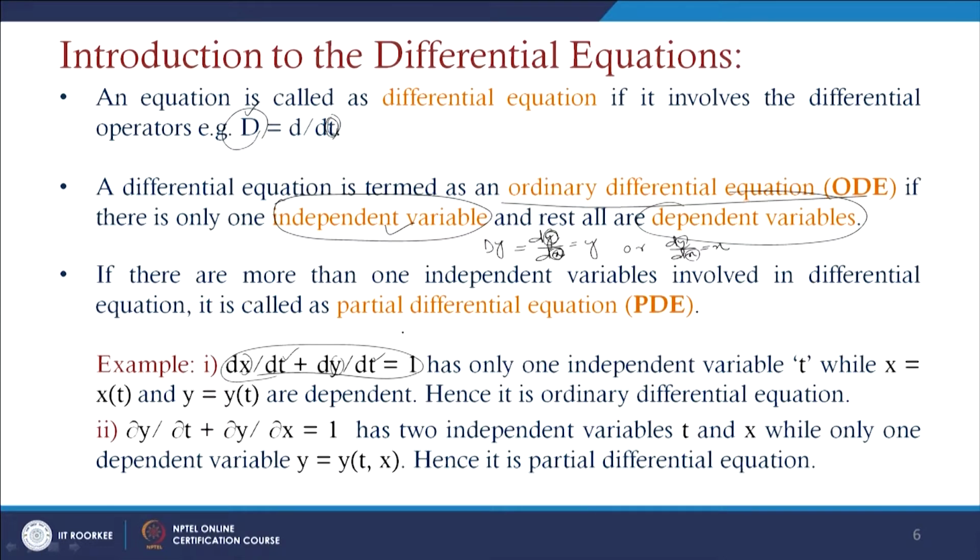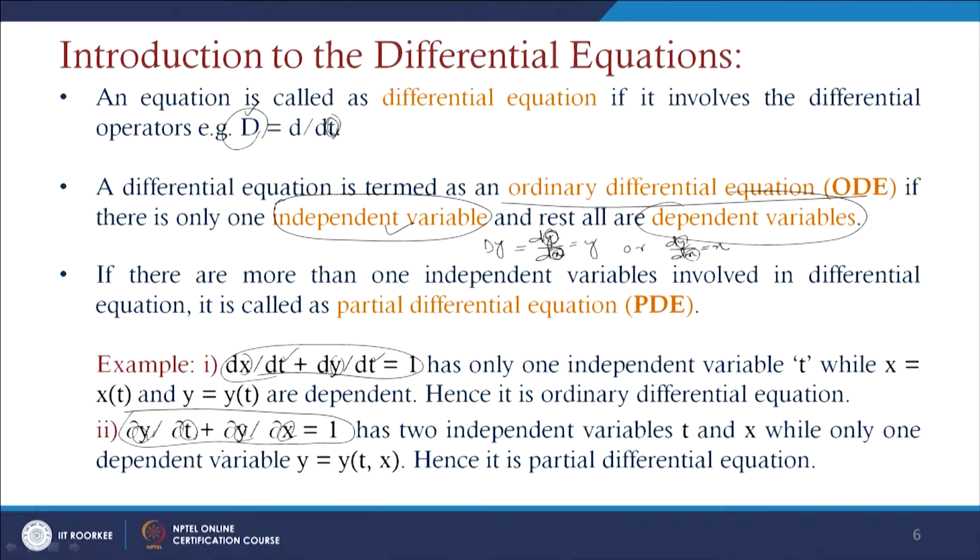And if there is more than one independent variable involved in a differential equation, then it is a partial differential equation. More than one independent variable means, suppose a partial differential equation is written as del y by del t plus del y by del x equals 1. Here t and x both are independent variables and the dependent variable is y. That is why it is called a partial differential equation.